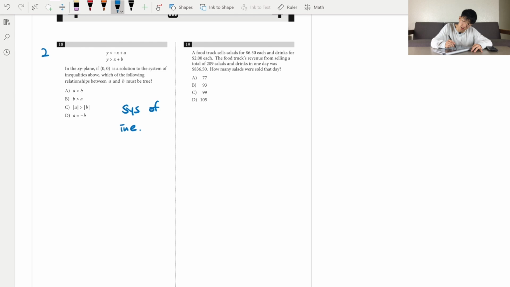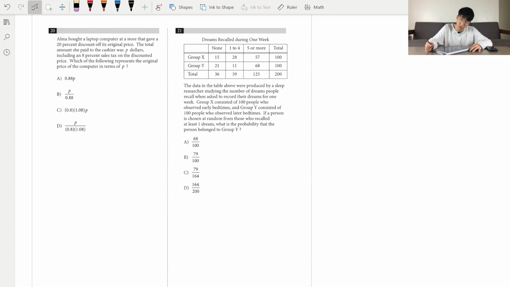What I see is there are unit prices given and some total prices and the total number of the items given. So in many cases it's going to be a system, difficulty level 1. 20.